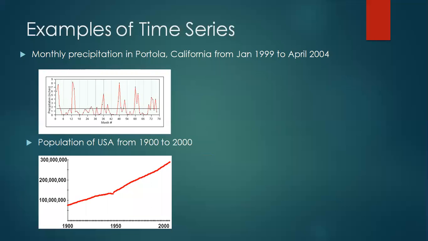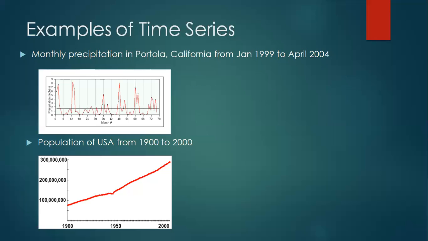Here are certain examples of time series so you can appreciate what we are talking about. The first thing, monthly precipitation in Portola, California. It's a small city in California, from January 1999 to April 2004. On the x-axis, there is month. So this is monthly precipitation. For the entire month, what is the total precipitation or rainfall that has happened in that city? As you can see, the data has been collected at regular intervals and for one factor, which is precipitation only. So that is a good candidate for time series data and even for forecasting.